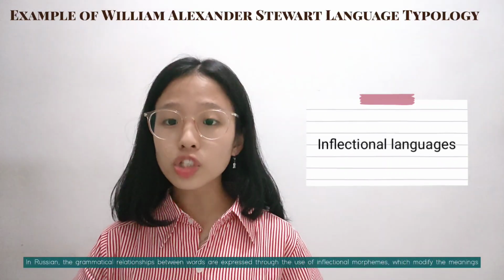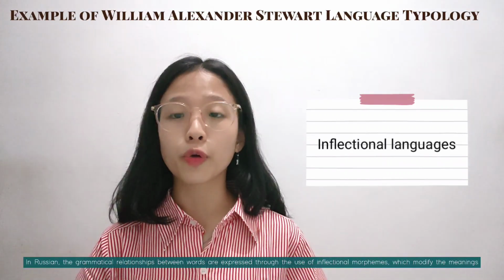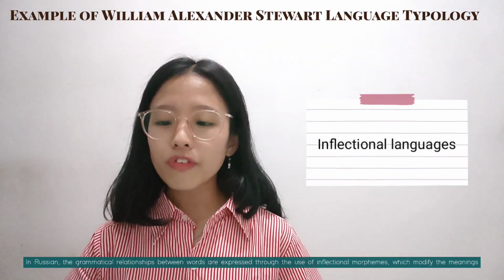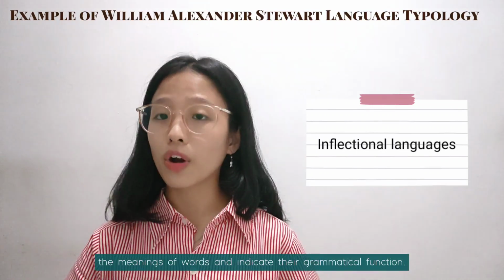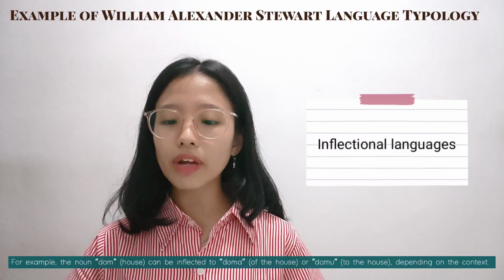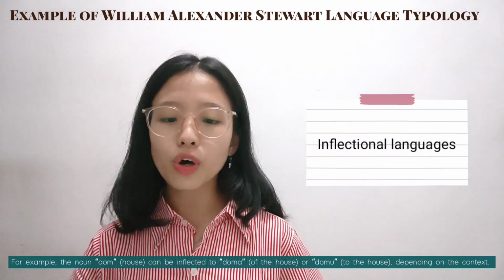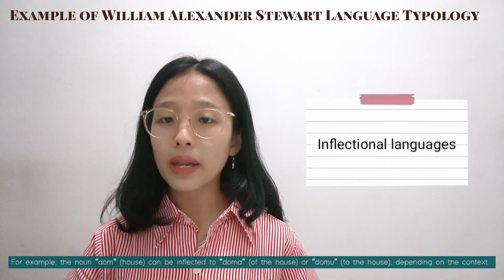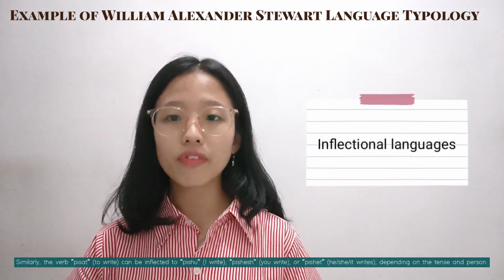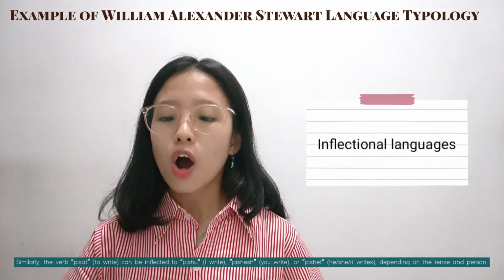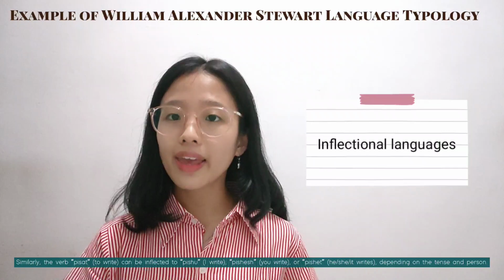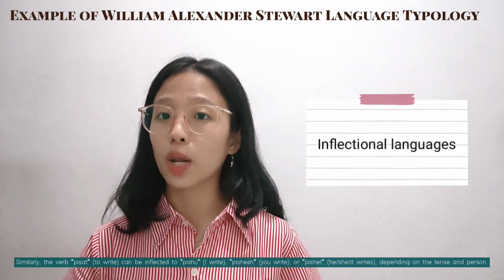For example, in the Russian language, the grammatical relationships between words are expressed through the use of inflectional morphemes, which modify the meanings of words and indicate their grammatical function. For example, the noun dom, meaning house, can be inflected to doma, meaning of the house, or domu, meaning to the house, depending on the context. Similarly, the verb pisat, meaning to write, can be inflected to pishu, meaning I write, or pishesh, meaning you write, or pishet, meaning he, she, it writes, depending on the tense and person.